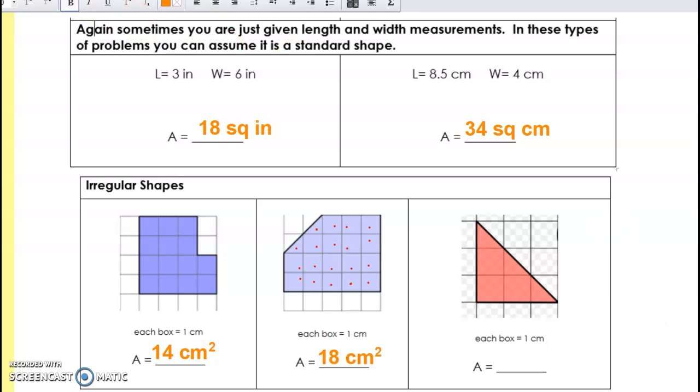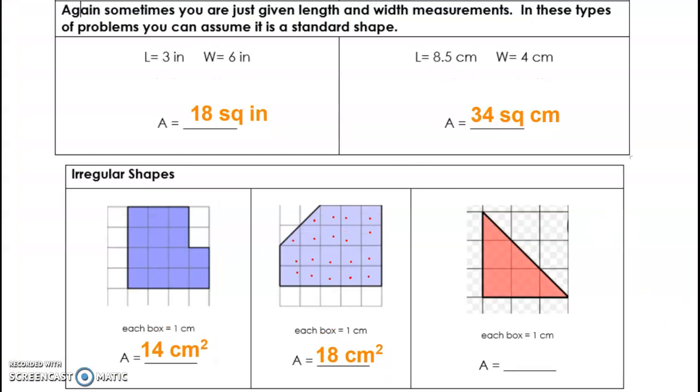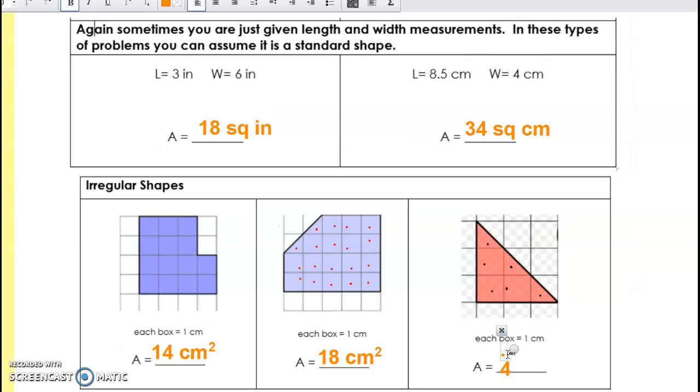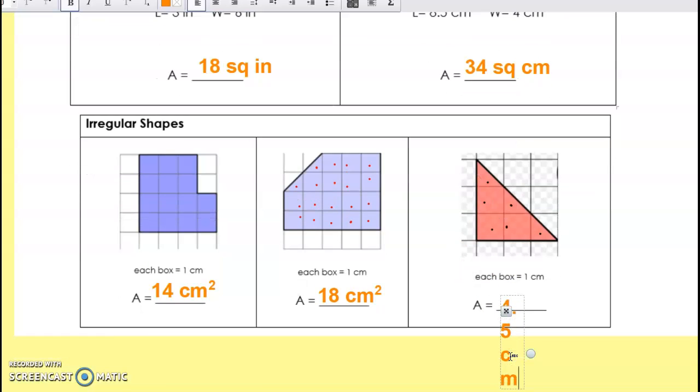There we go. All right, similar kind of concept with this last one. Again, you're going to be counting the boxes. Whole boxes first, you should notice 3. This makes 4, and this is a half, so 4.5 for the area of this last one. So again, you can have half boxes, just calculate that in your answer.